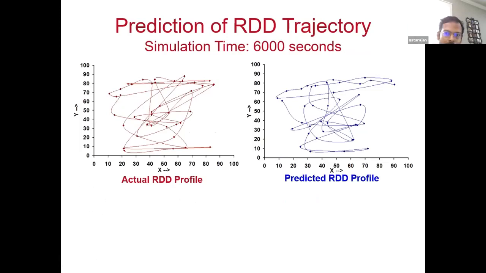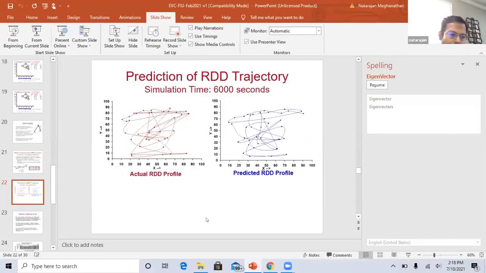And using our prediction approach that we saw using eigenvector centrality, we will have a predicted location. And that's how we are building the actual RDD profile and the predicted RDD profile. After we run the simulation for the entire time unit, we can build up the two profiles and compare how they look.